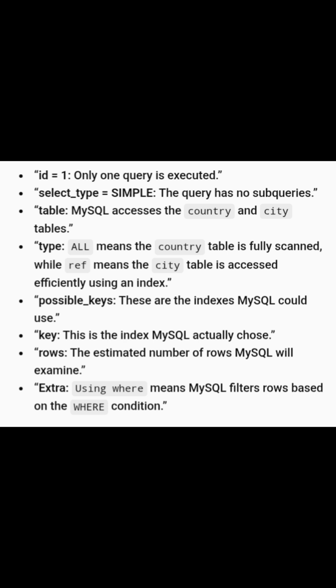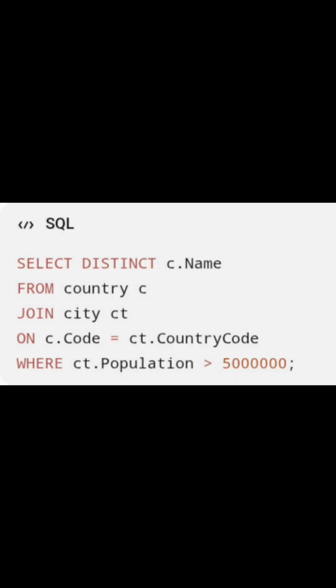Finally, the Extra column provides additional details. For example, Using index usually indicates efficient execution, while Using temporary or Using filesort might suggest extra processing. Here the country table is joined directly with the city table using the country code. The WHERE clause filters cities with a population greater than 5 million. The DISTINCT keyword is used because one country may have multiple cities that meet the condition, and we only want each country to appear once.